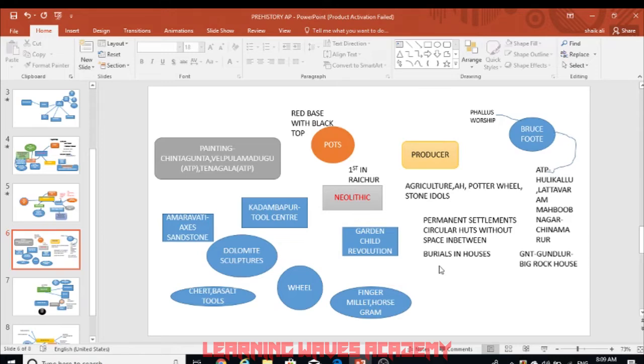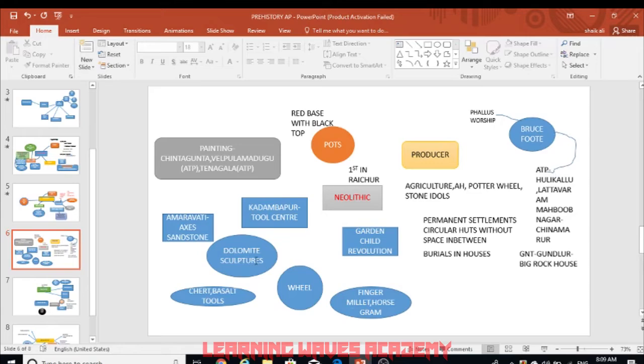In this age only the wheel was found, and carts were also made. Because of this development of the wheel, they were able to transport food items to other regions, and transportation was also much faster and easier. Crops of this age are finger millets and horse gram, and weapons were made of dolomite stones.